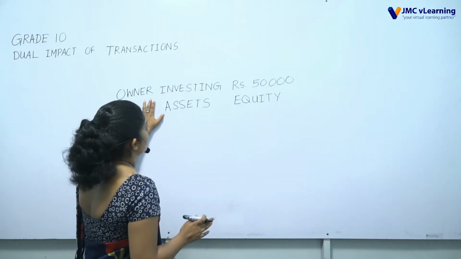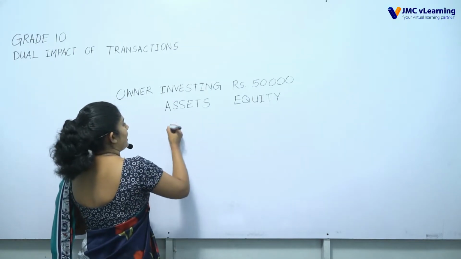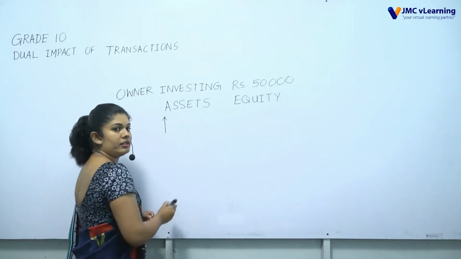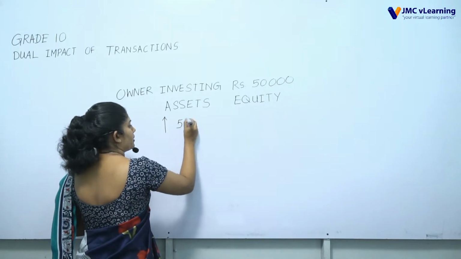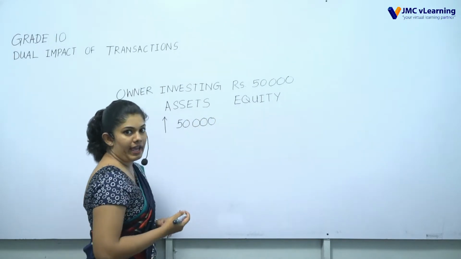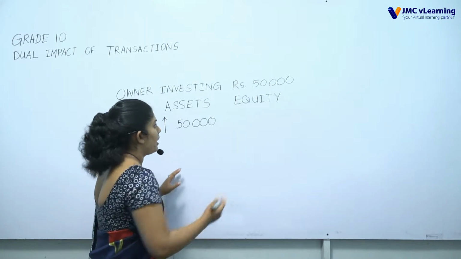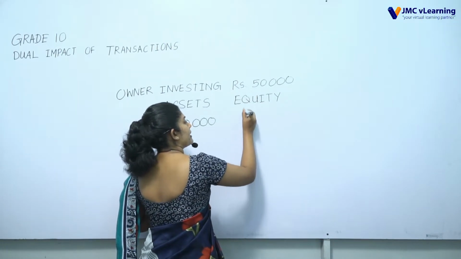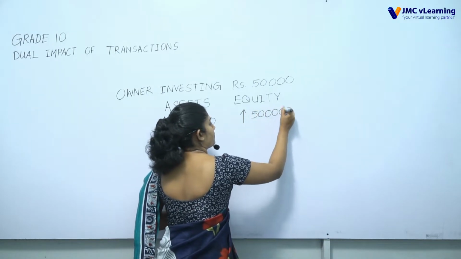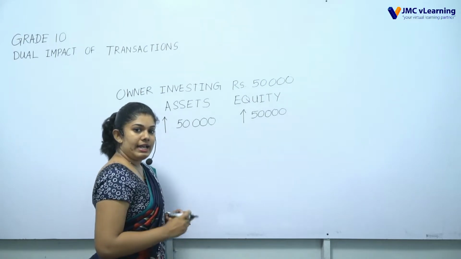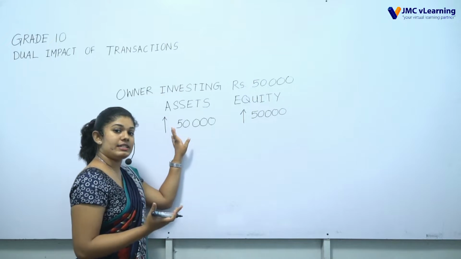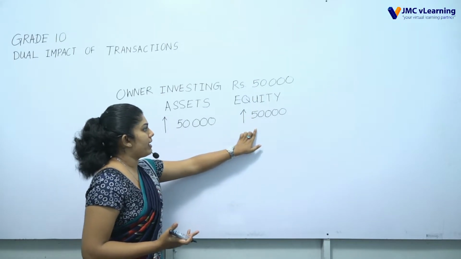So when investing rupees 50,000, assets increase by 50,000. The type of asset is cash, and equity also increased by 50,000 as capital. Here assets are increasing as cash and equity increases as capital.